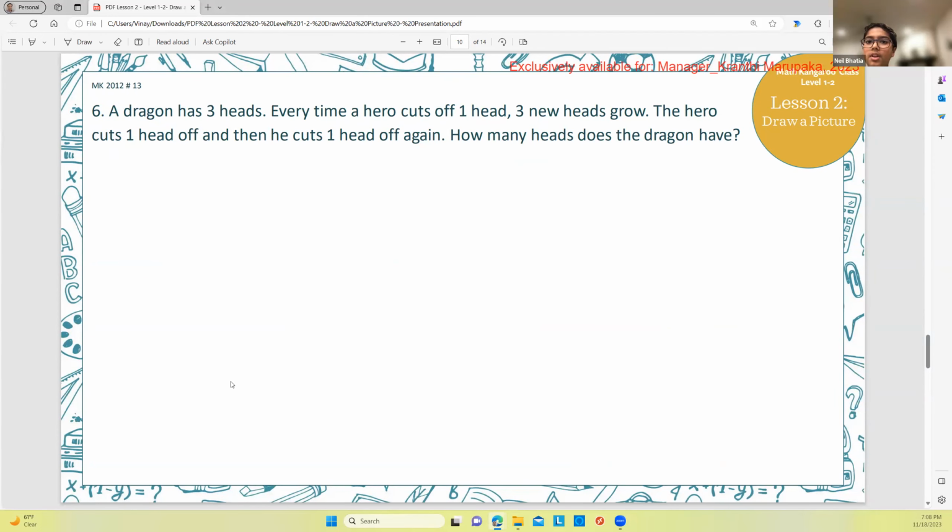All right. A dragon has 3 heads. Every time a hero cuts off one head, 3 new heads grow. The hero cuts off one head, and then he cuts off one head again. How many heads does the dragon have now? Y'all have 1 minute to solve this. And also get ready to show a drawing to everybody.